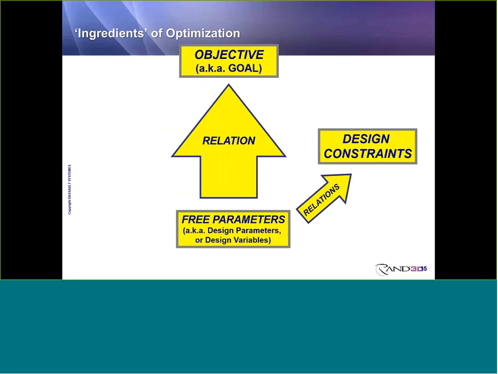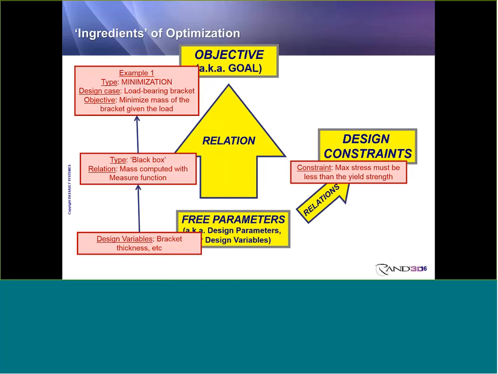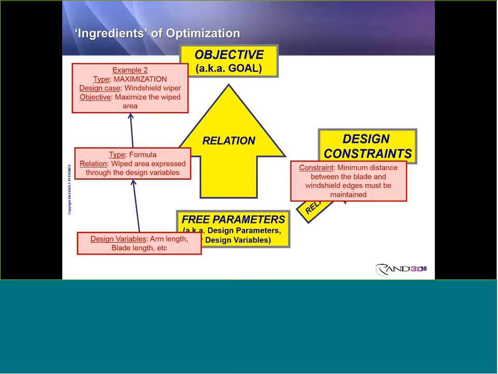You know, in many cases we should have design constraints, which are also linked with relations linked to the free parameters. So what are those design constraints? Again, it depends on the type of the problem we're trying to solve. For instance, if you consider example with minimizing a mass or a weight of a part, the obvious constraint would be, okay, we don't want the maximum stress to exceed the yield strength, and that becomes a design constraint. Another example, so we were talking about windshield wiper optimization. So when we optimize the wipe area by adjusting geometrical parameters, locations, et cetera, what we want to make sure is the minimum distance between the blade and the windshield edges must be maintained. And that's pretty much it.